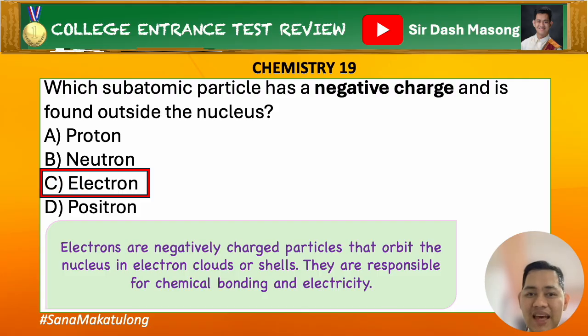So bakit mali si A, B, D? Of course, yung proton, inside the nucleus yon and positive yung charge niya. Yung neutron kasama ni proton inside the nucleus and neutral naman, no charge. Yung positrons are actually antimatter. So meron siyang positive charge. Sa higher chemistry, madidiscuss yun further.